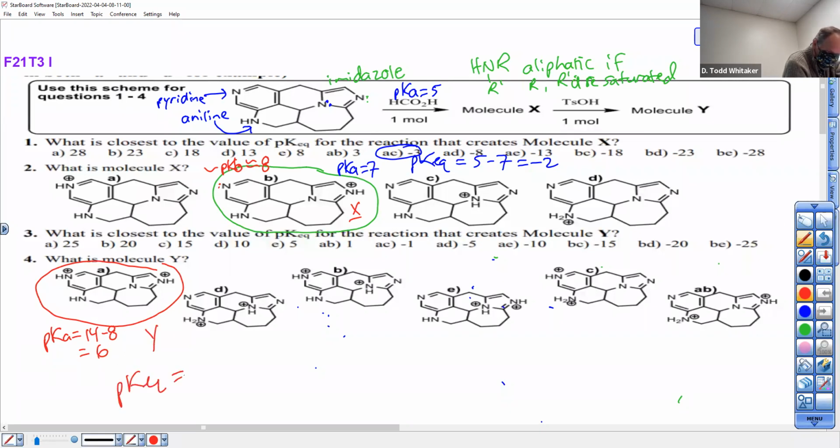pKeq equals TsOH is the reactant, negative 5. Negative 11 is the best answer, but we don't have that, so we go with negative 10. I believe we got all of them. Pretty good. And we'll move on.